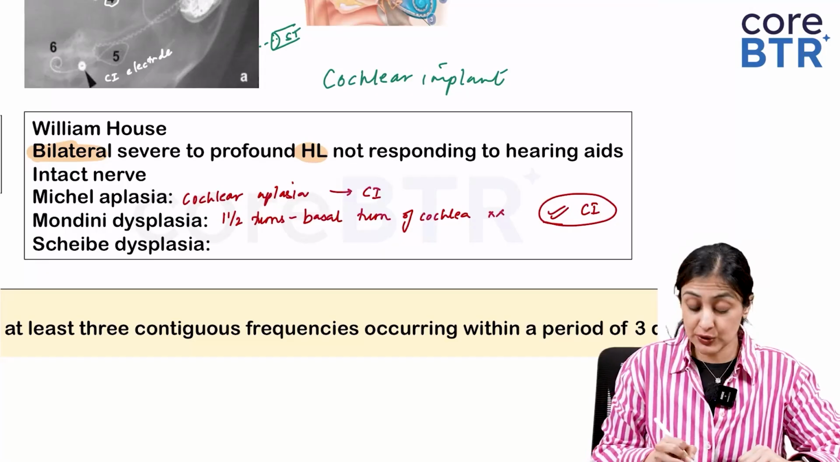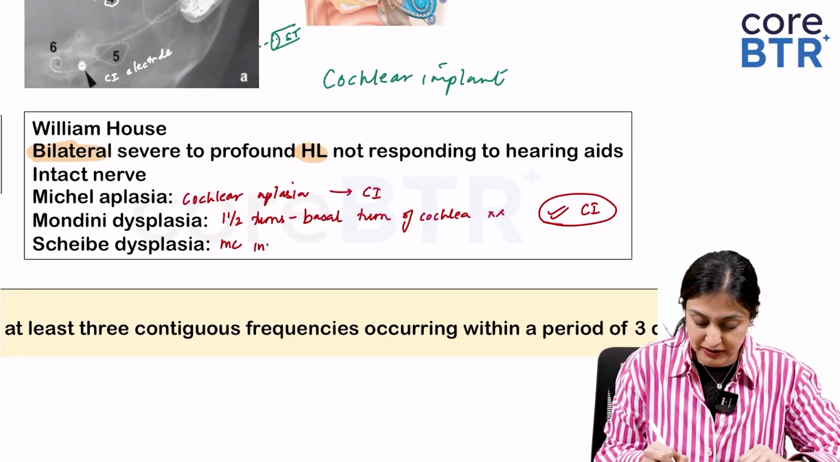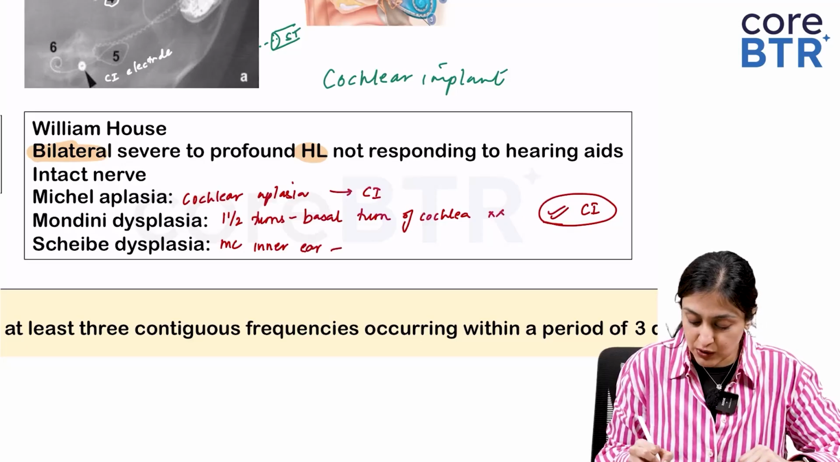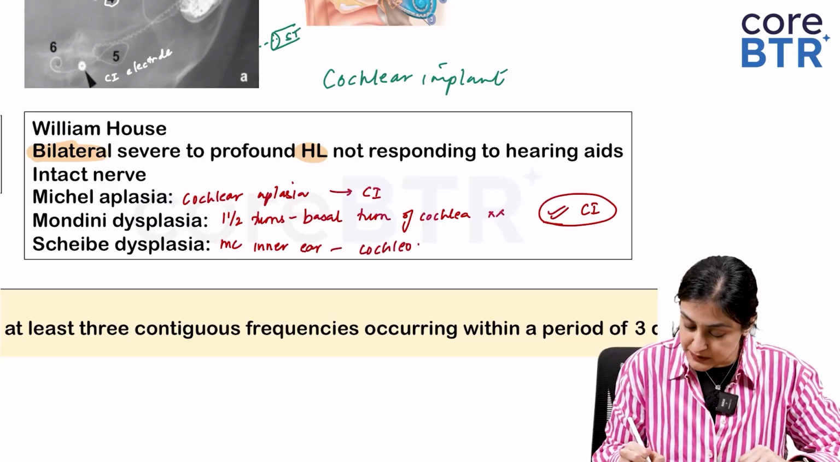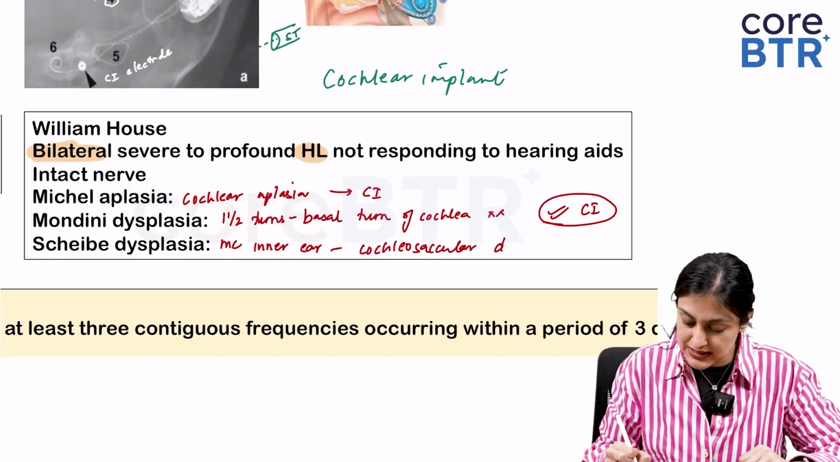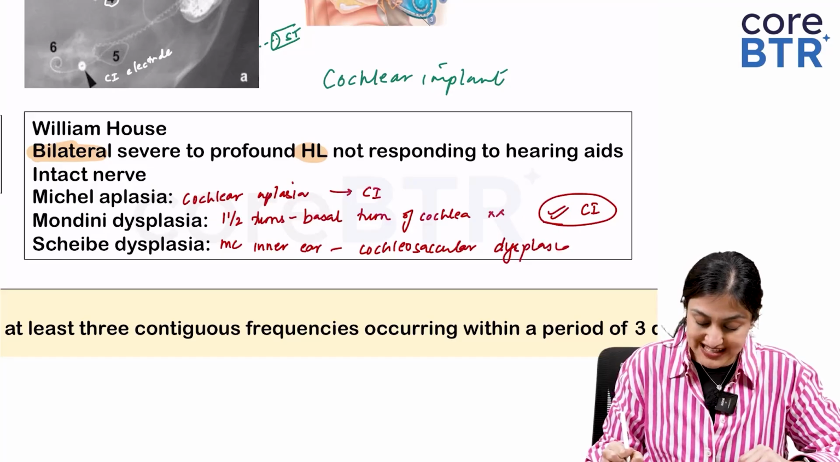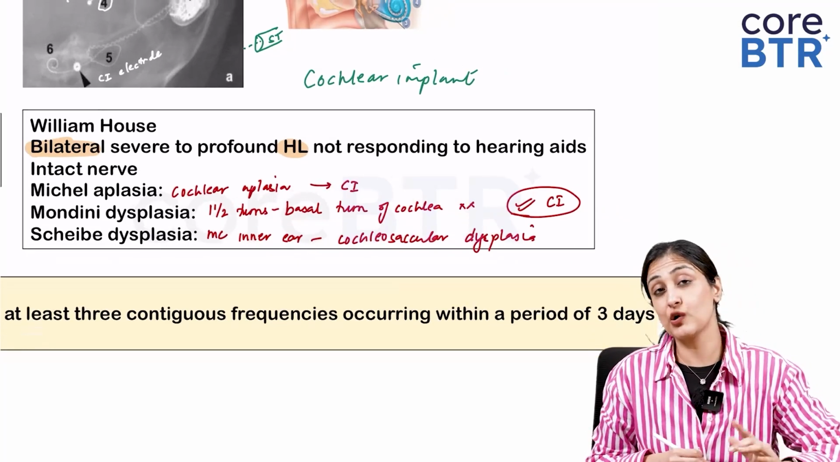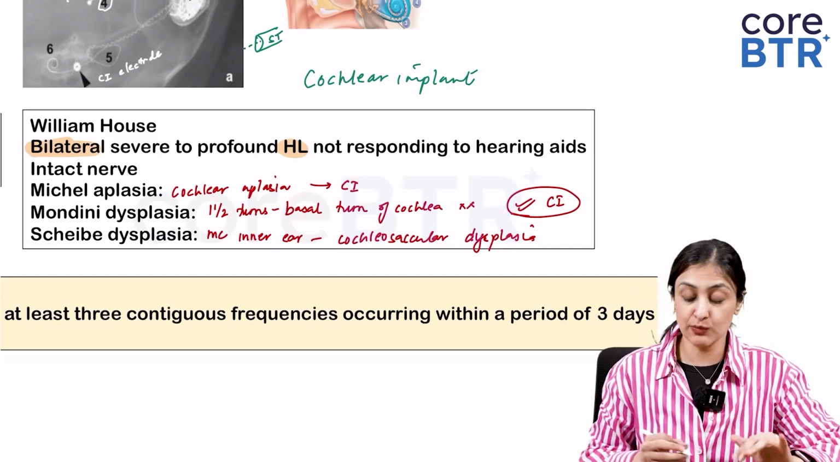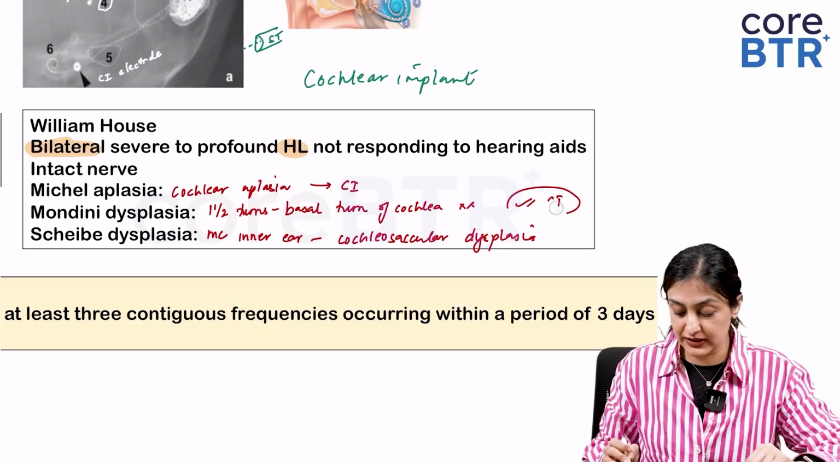Sheibe's dysplasia, what is it? This is the most common inner ear malformation. This is what is a cochleosaccular dysplasia. Okay, so remember, Sheibe's is most common, cochleosaccular dysplasia, whereas Mondini's is also very common. 1.5 turns are there. So both of these I can put a cochlear implant.